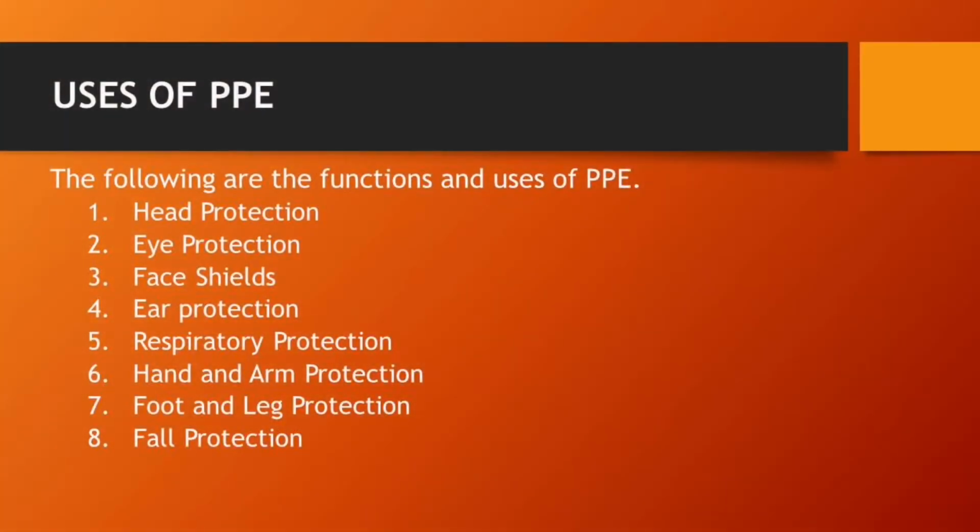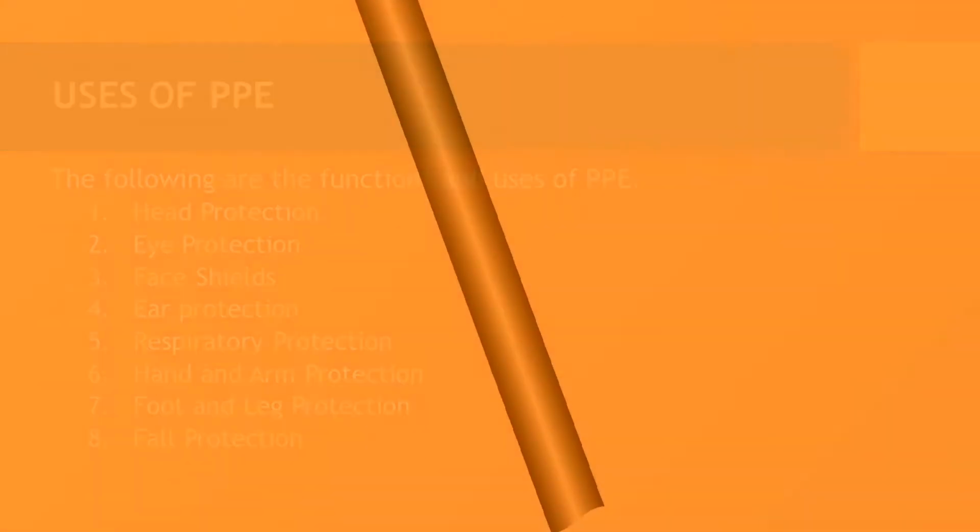And for the uses of PPE, the following are the functions and uses of PPE. Number 1, head protection. Number 2, eye protection. Number 3, face shields. Number 4, ear protection. Number 5, respiratory protection. Number 6, hand and arm protection. Number 7, foot and leg protection. And for the last, number 8, full protection.